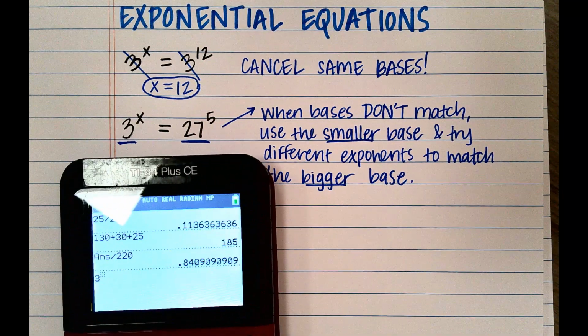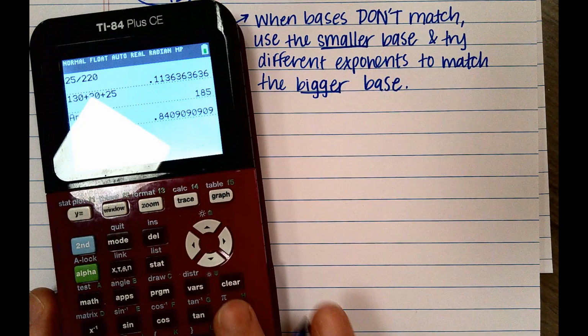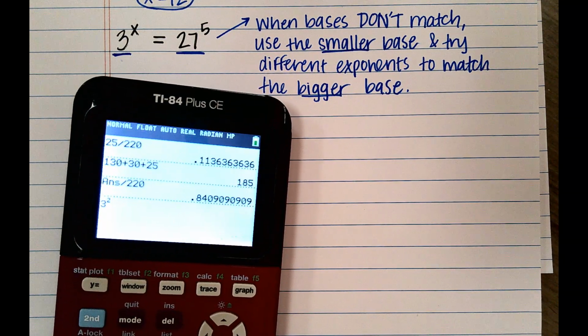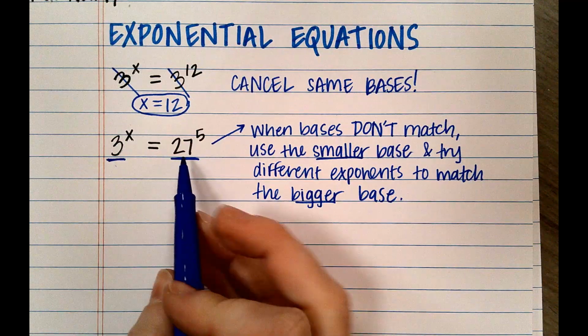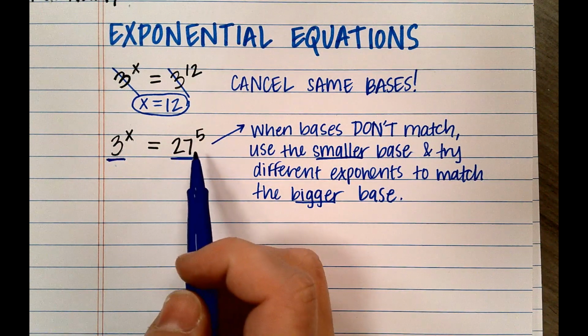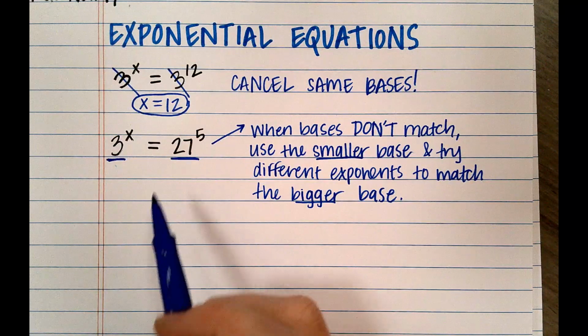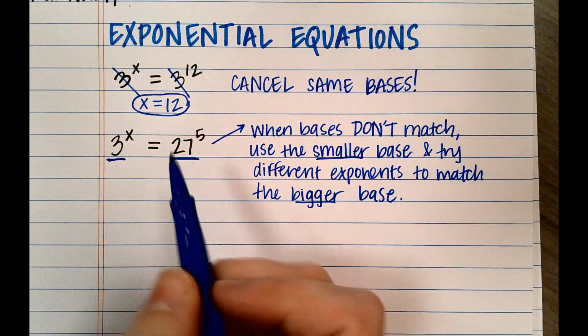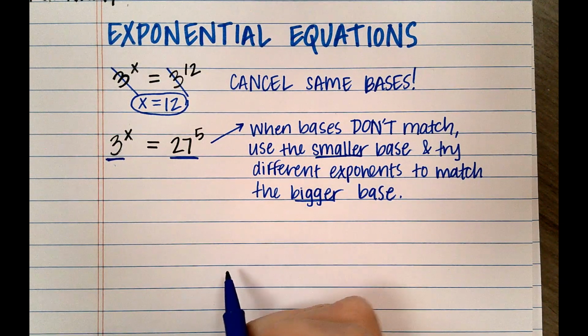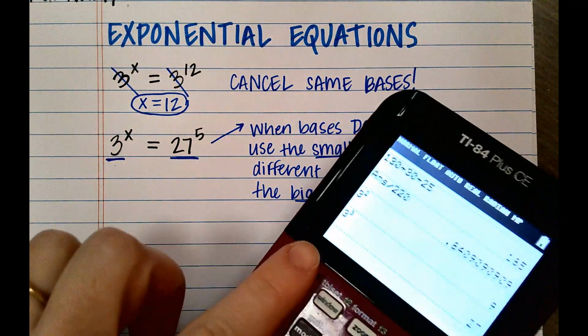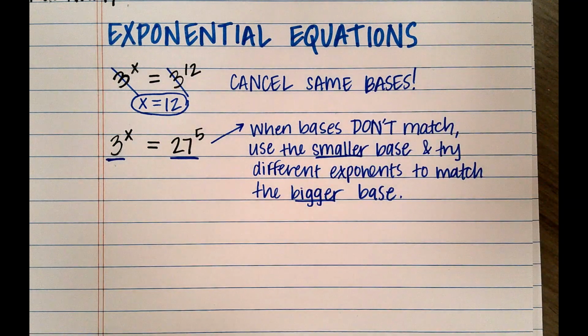Remember, it's that up arrow right above the division symbol. So 3 up 2 gives me 9. 3 up 3 gives me 27. So basically we're rewriting 27 with a base of 3. And what we would do to have a base of 3 is 3 to the third power. And you can double check that when you type that in. 3 to the third power, I get 27.